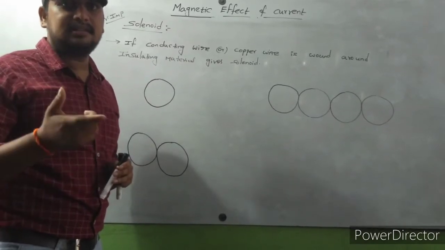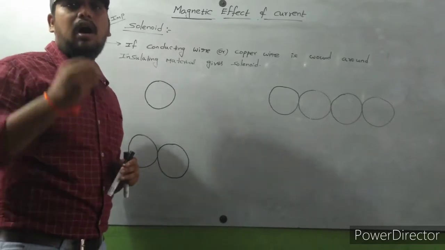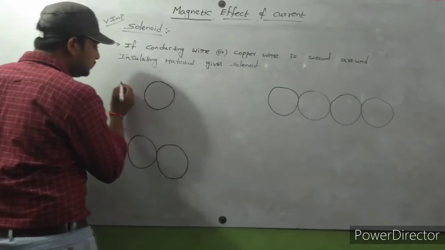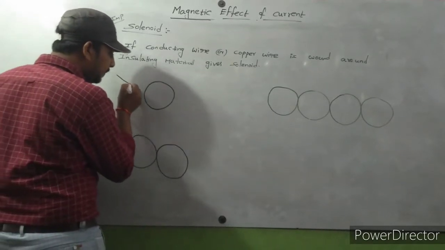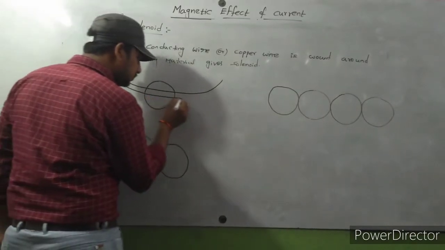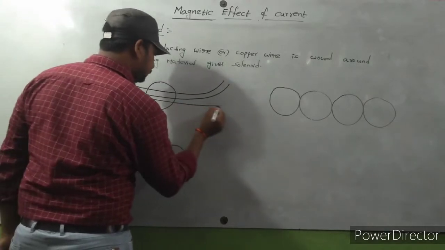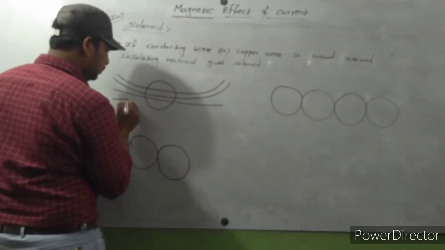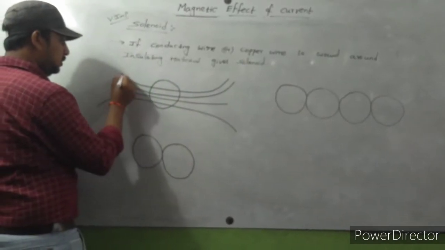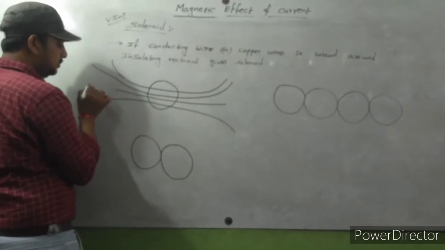Again I repeat this sentence. A solenoid will produce a strong magnetic field. How will the solenoid produce a strong magnetic field? Observe carefully here.